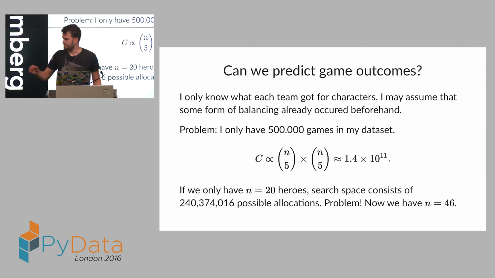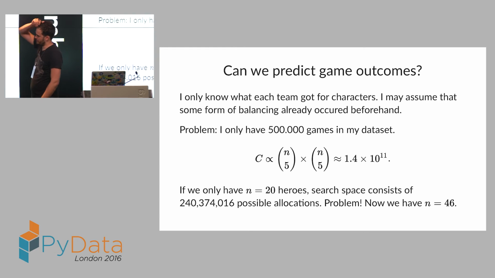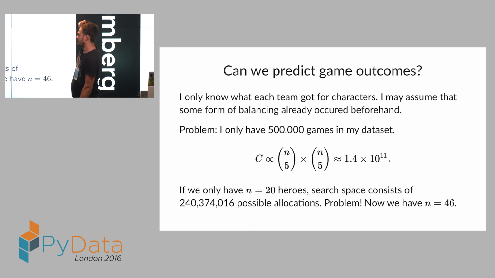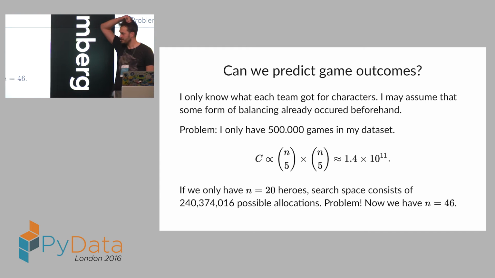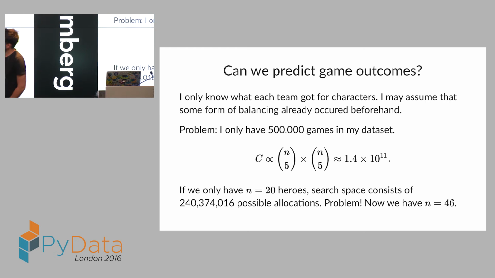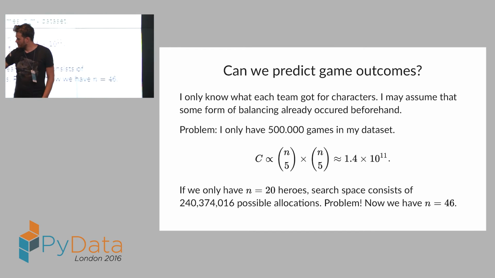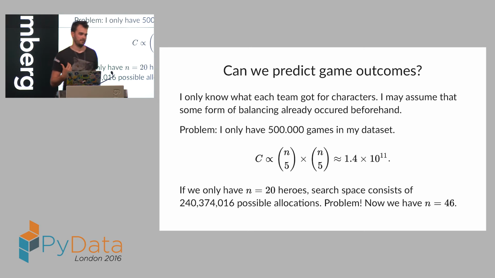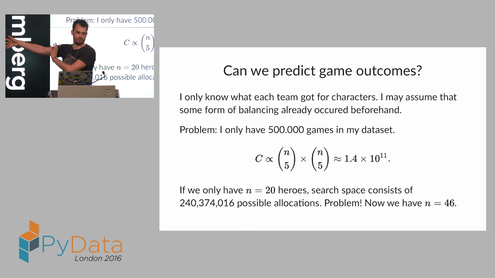But if I look at the search space, so let's say n is the number of heroes in the game, if I only have 20 heroes, and I think at the moment we have 40, and even if I have 500,000 games, then there are more allocations possible of heroes than I actually have games in my data set. So any random forest will have a bit of a sparsity issue here.